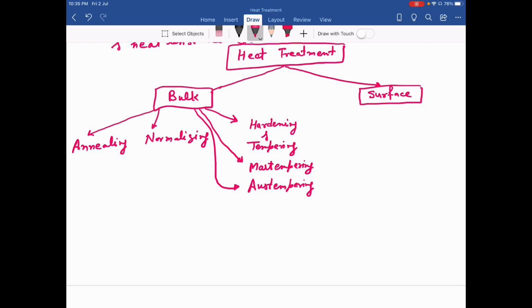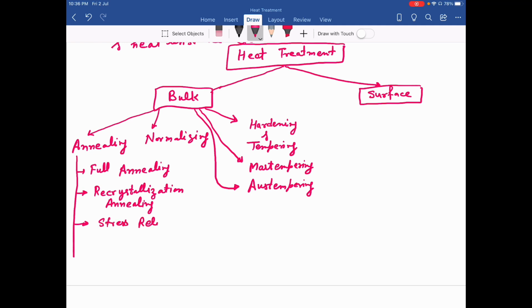Okay. Now further we have different annealing processes. So the one is full annealing, another one is recrystallization annealing, another one is stress relief annealing, and one more annealing process, that is spheroidization annealing.